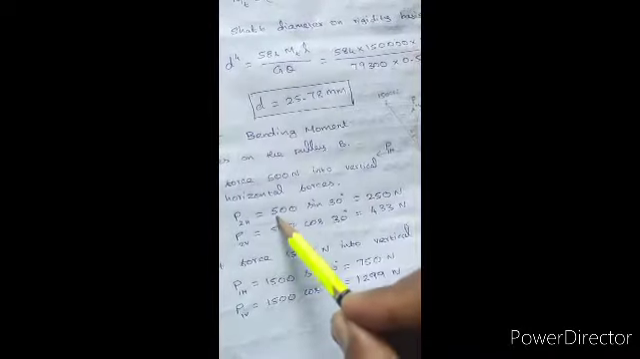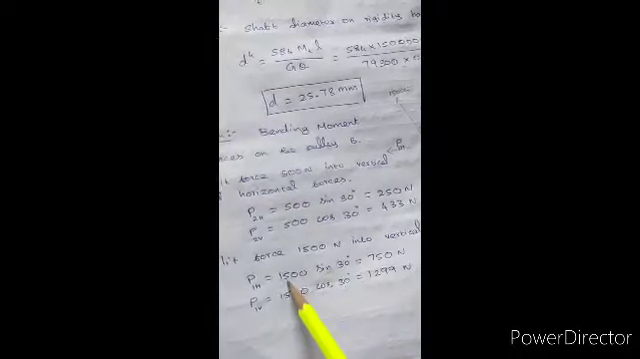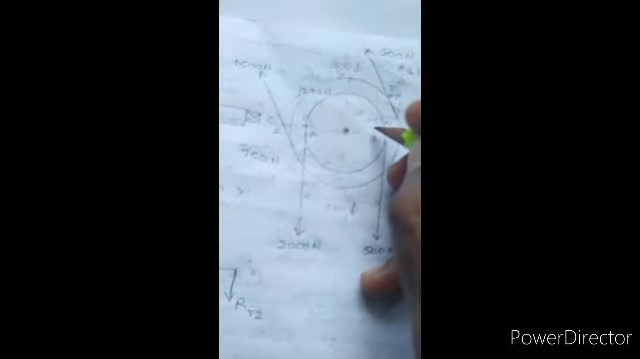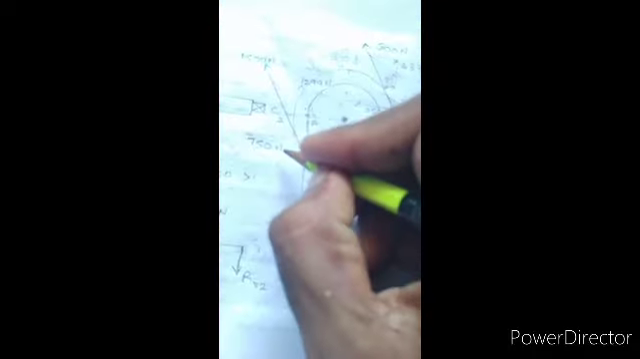First horizontal component is 499. Okay, sorry. First horizontal component, for 500, is 250. For 1500, let me see. Sorry, the horizontal component for 1500 is 750. Horizontal component for 500 is 250, and horizontal component for 1500 is 750. So 250 and here 750. Two horizontal components were there.